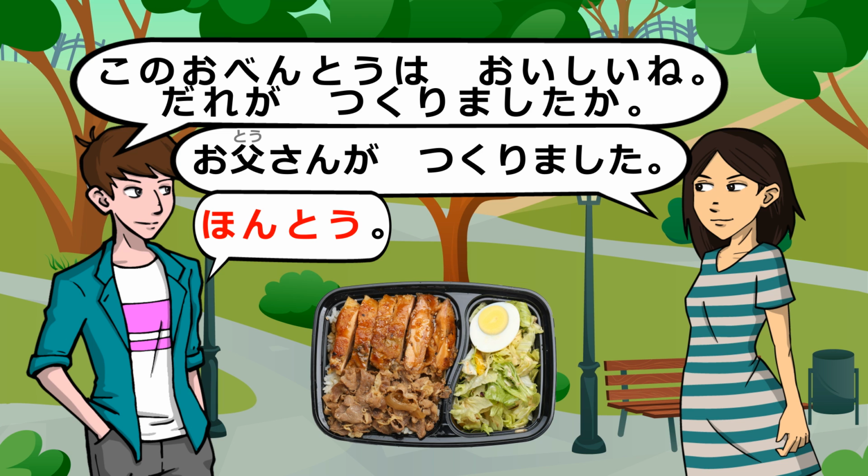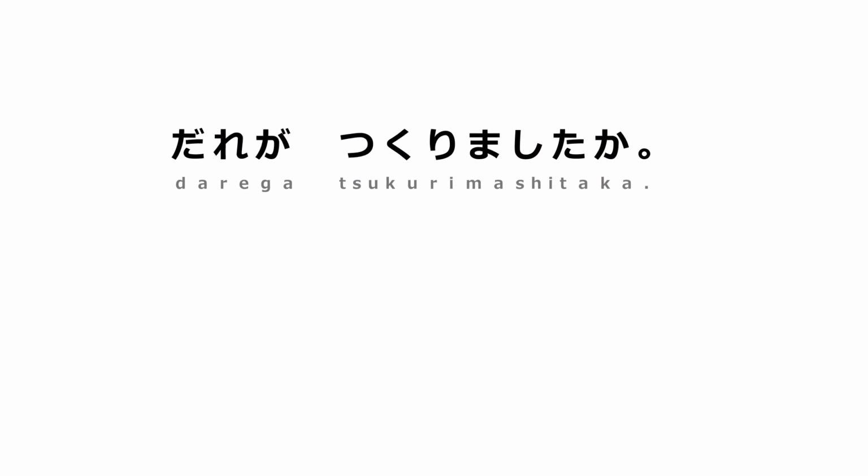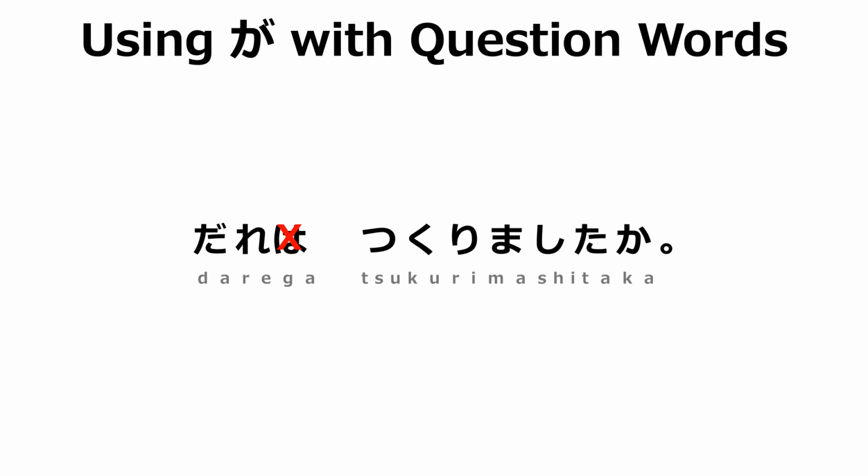Another thing to remember about wa and ga is that we cannot use the wa particle with a question word like dare, since we're asking specifically about something that we don't know about, i.e., new information. We need to use ga with the question word. This is commonly used with dare, who, since people tend to be the subjects of sentences. In other questions, we will use other particles.